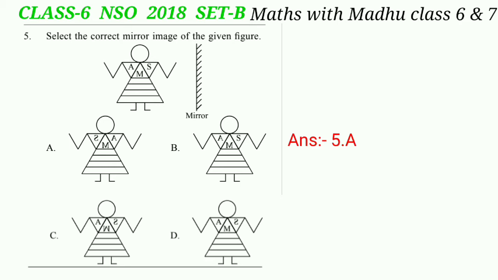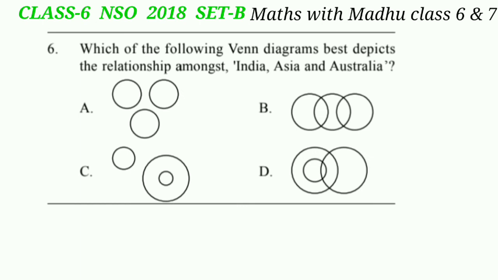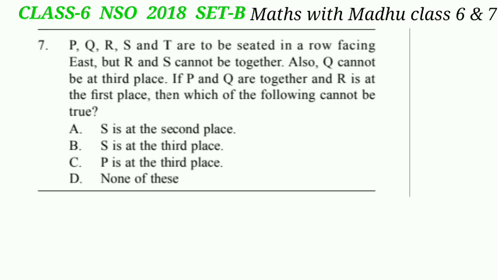Now question 6. Which of the following Venn diagrams best depicts the relationship amongst India, Asia and Australia? Look at the pictures. The correct answer will be option C. India is a part of Asia, but Australia is not a part of Asia. So the correct answer will be option C.